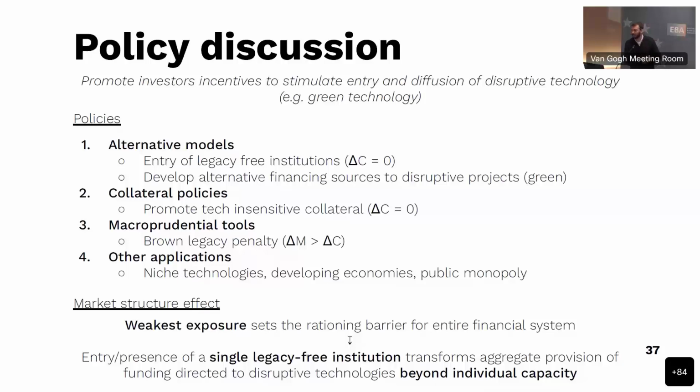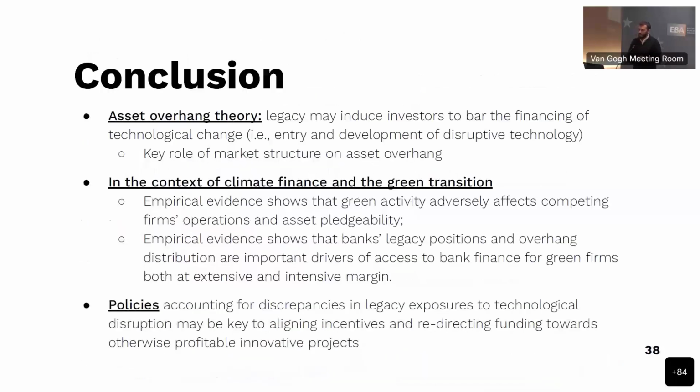All right, let me conclude with the last slide. So what we do in this paper is we propose an asset overhang theory where what we try to demonstrate is that legacies may induce investors, banks, to borrow the financing of technological change, that is entry and development of disruptive technology, and we show that there is a key role to be played here by the market structure over this asset overhang. In the context of climate finance and green transition, we find empirical evidence that shows that green activity does adversely affect competing firms' operation and asset pledgeability, so performance and collateral.